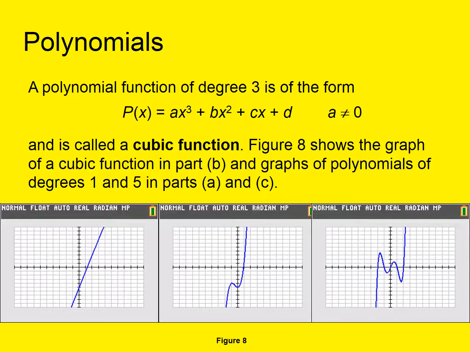And so you can see, this is degree 1, degree 3, degree 5, and the polynomial function of degree 3 is like that of degree 1 except with an extra blip in it. The polynomial function of degree 5 is like that of degree 3 except that it has an extra blip in it.